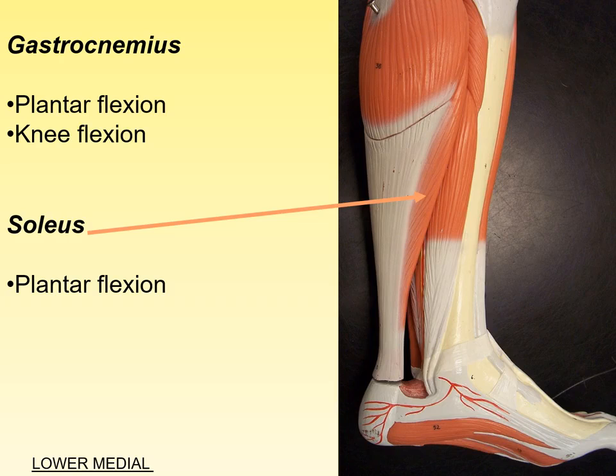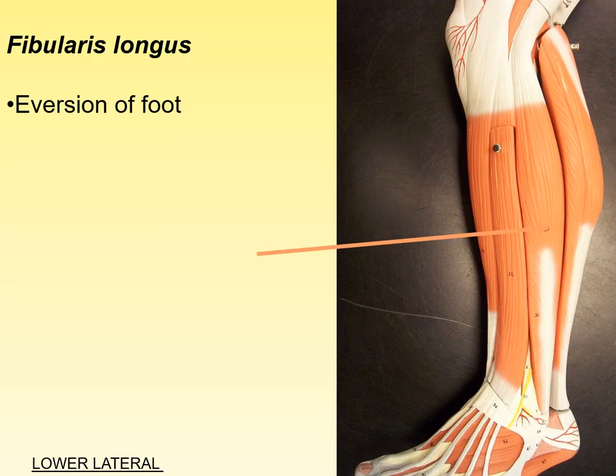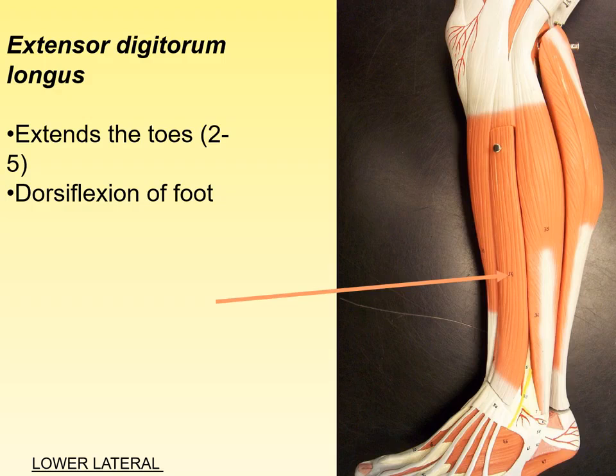And then from this viewpoint, you can see once again the gastrocnemius, and then here's the soleus here. Gastrocnemius helps with plantar flexion, knee flexion, and soleus is involved with plantar flexion. Fibularis longus is eversion of the foot. As you can see, it's right here. Fibularis brevis is also involved with eversion of the foot. The extensor digitorum longus helps to extend the toes.